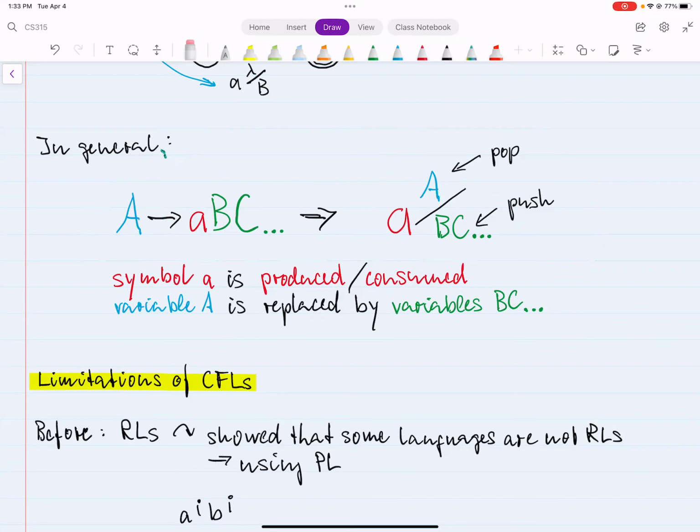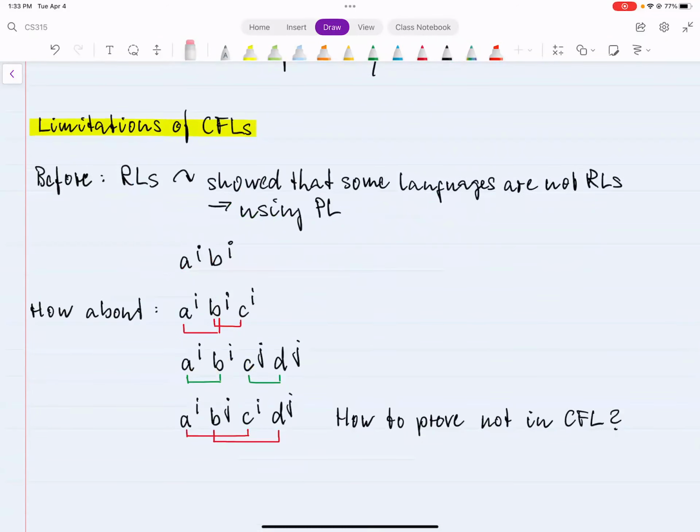All righty. So let's get now into our final part, last part, third part, the limitations of context-free languages.